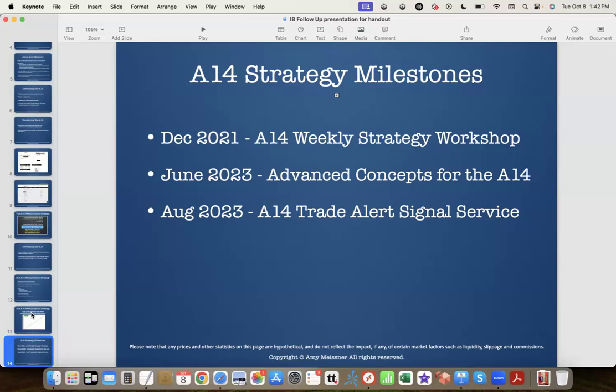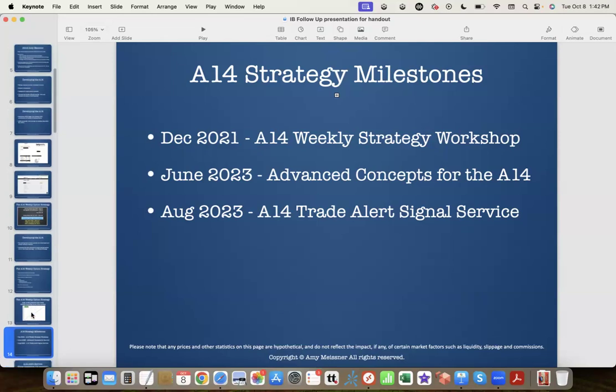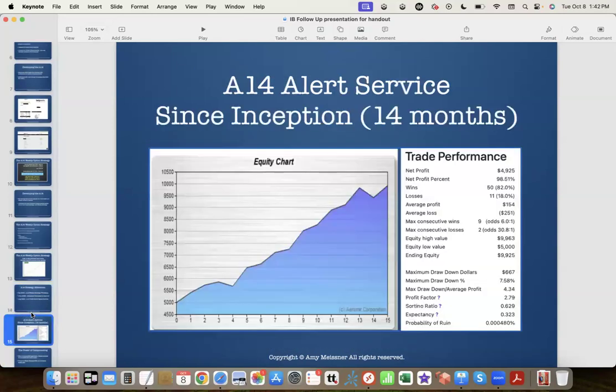And then, in order to provide more ongoing support, I launched the A14 Trade Alert service on July 30th of 2023, just a few months after the advanced one went out. So I can have my students that want to join that follow along. I can put a trade on every week and tell them what I'm doing, and they can just follow along, and that was all done in real time. That has been going on since August 2023. So it's been about 14 months now, maybe 14 months and a week.